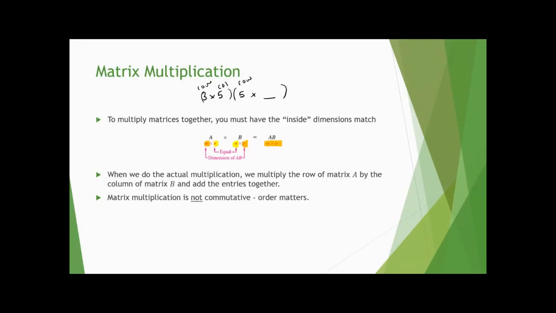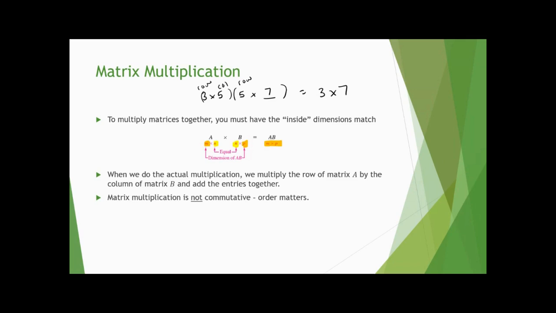So if I have this 3 by 5, let's say a 5 by 7, my resulting matrix is going to be 3 by 7. There will be 3 rows and 7 columns. So it's sort of like the inside smushed together, and then that's the size of the matrix that you have resulting.